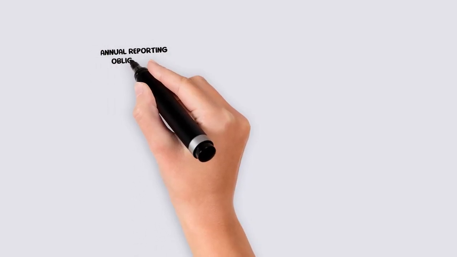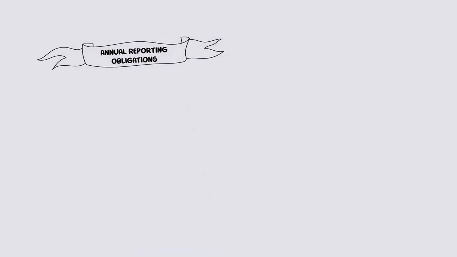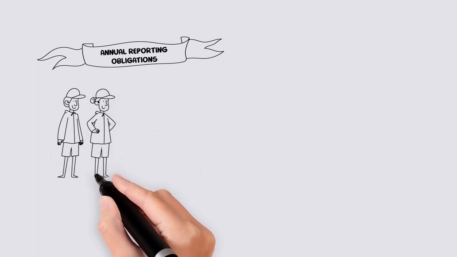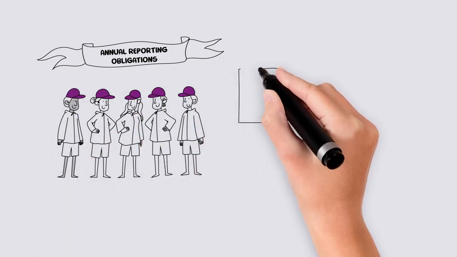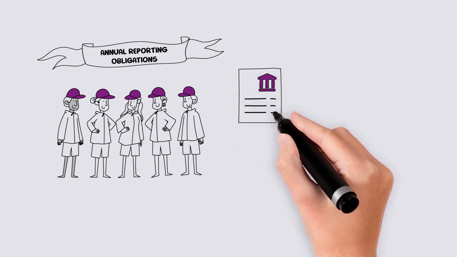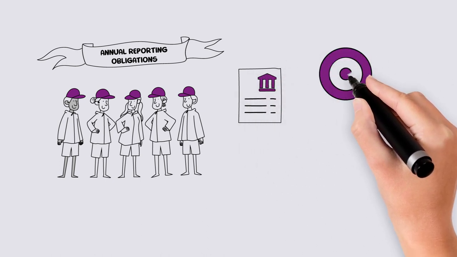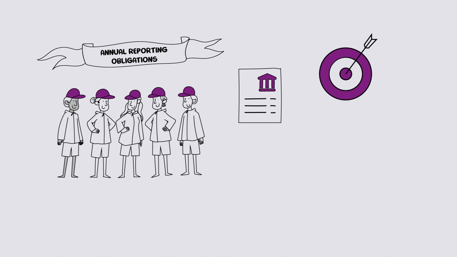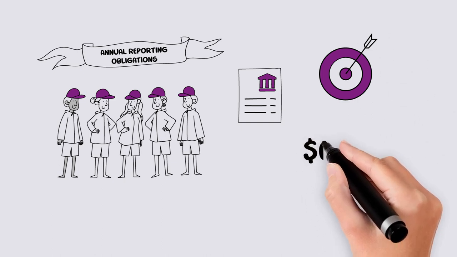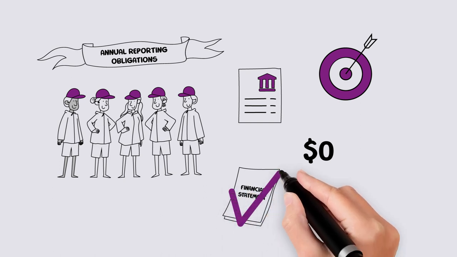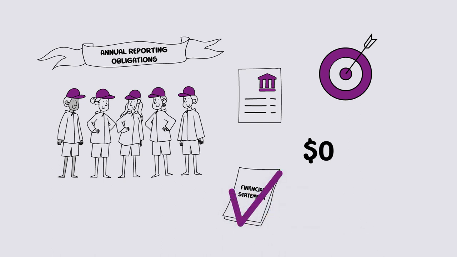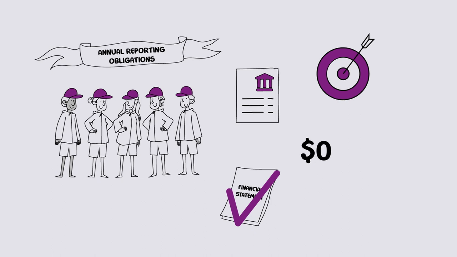Each association is required to lodge annual financial statements. These statements advise who the committee was for the previous year, the financial position of the association, and confirm that the objectives of the association haven't changed. Even if your income is zero, your financial statement is required to be completed and accepted by the members at an annual general meeting or a special general meeting.